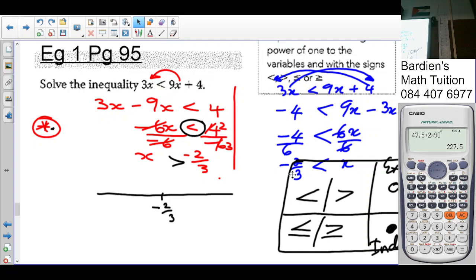Did I mix it up now? Excluding will have an open circle on the number line, whilst including will have a closed circle on the number line. In your inequalities, if it's more than or less than, it's excluding the number they are referring to. Whilst more than and equal to or less than and equal to, it's including the number they're speaking of.